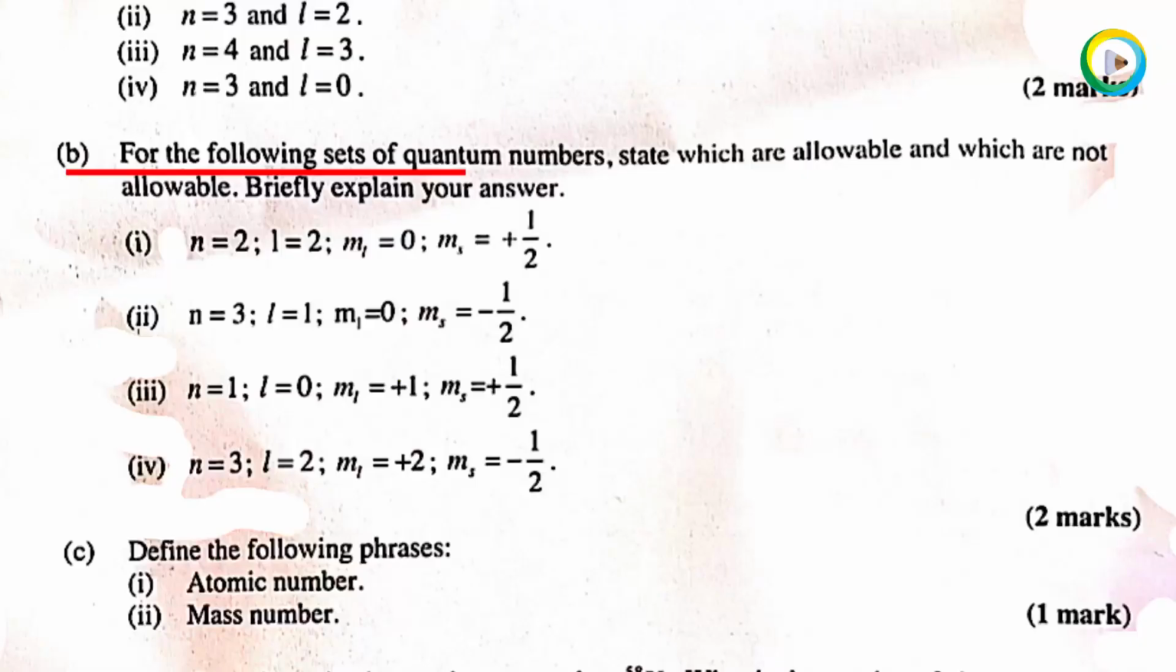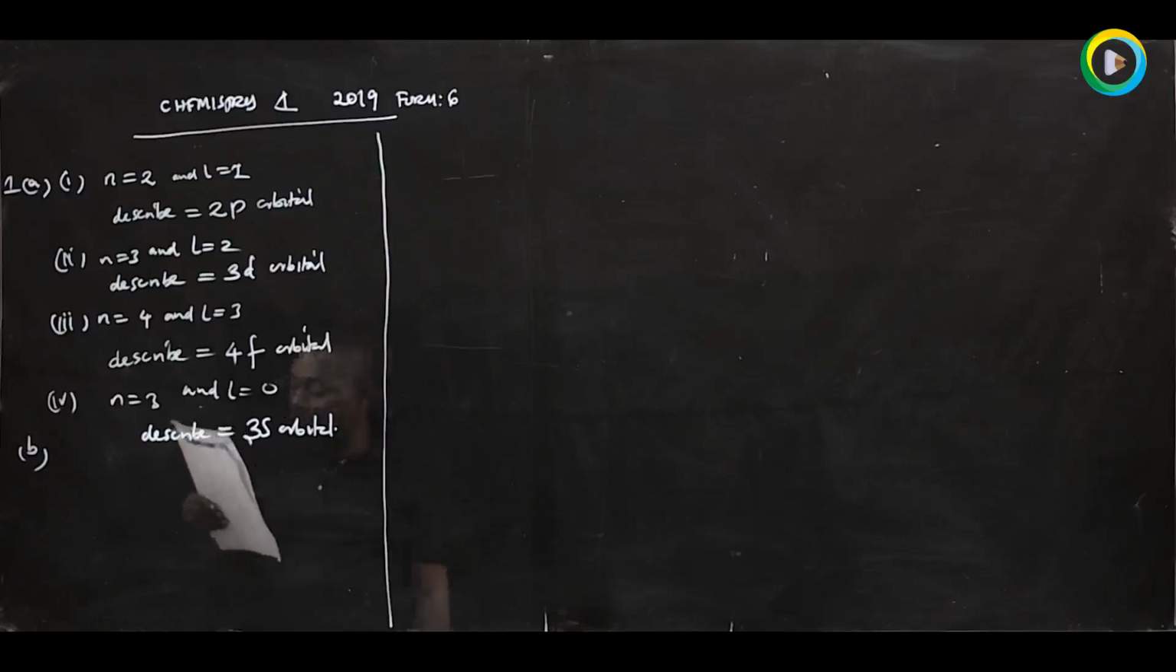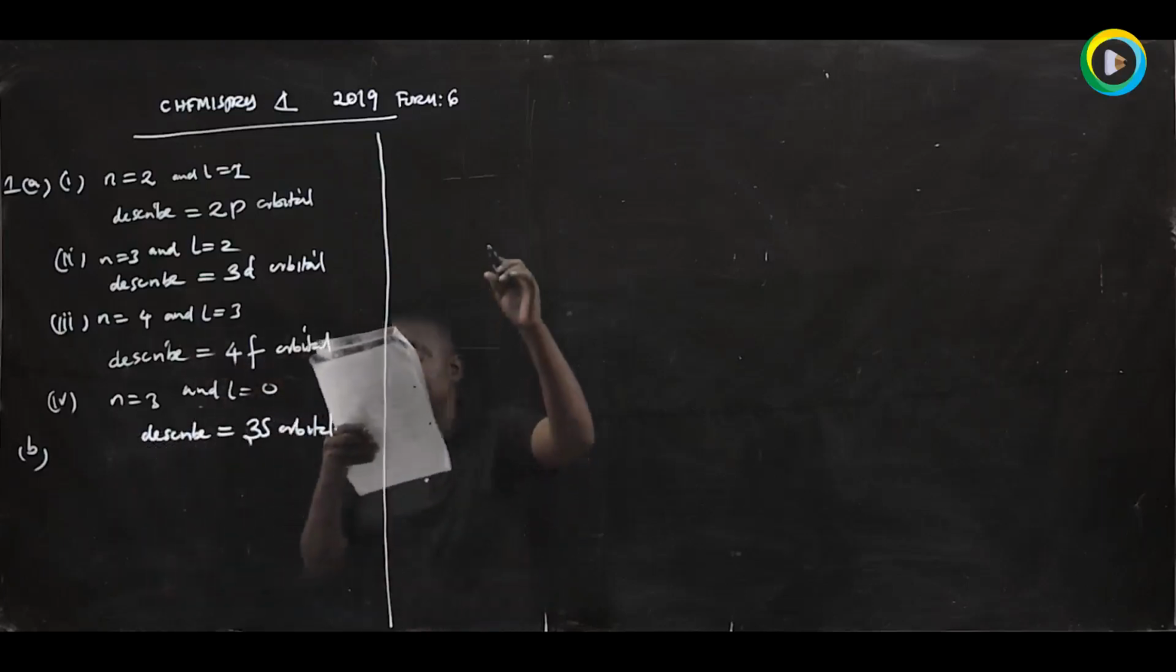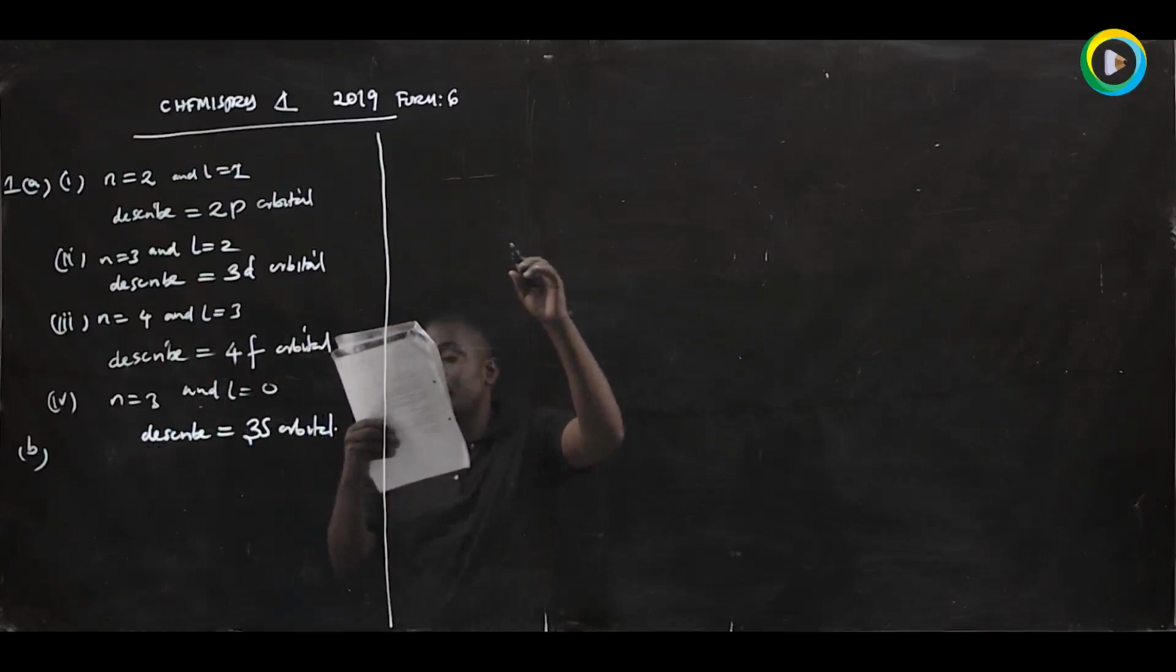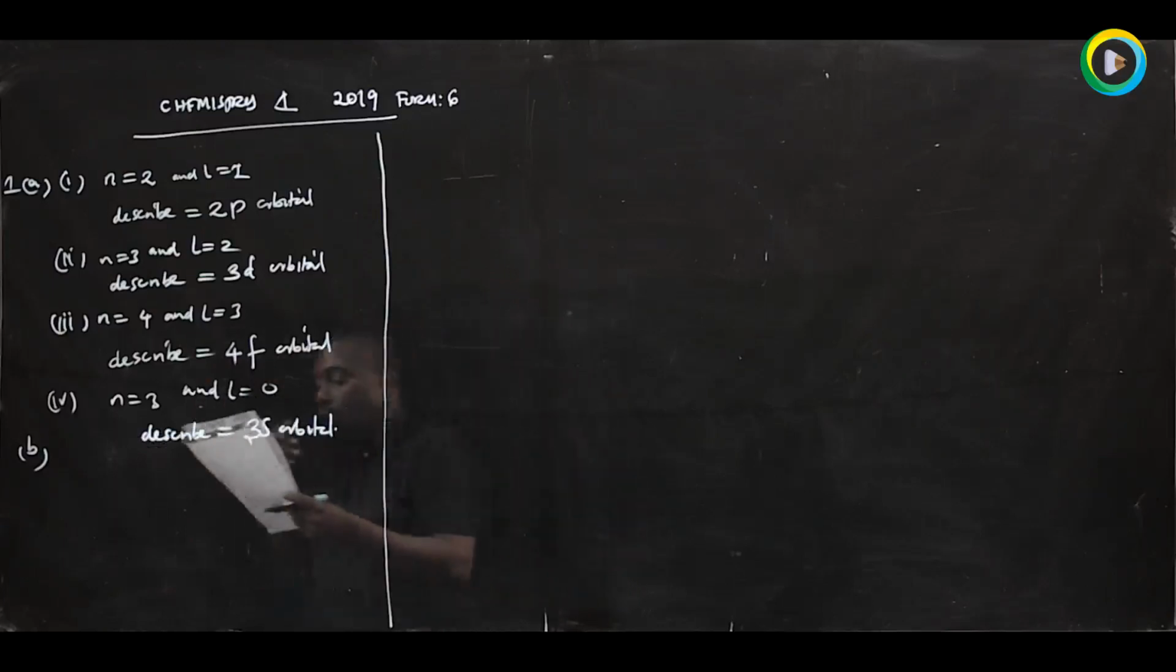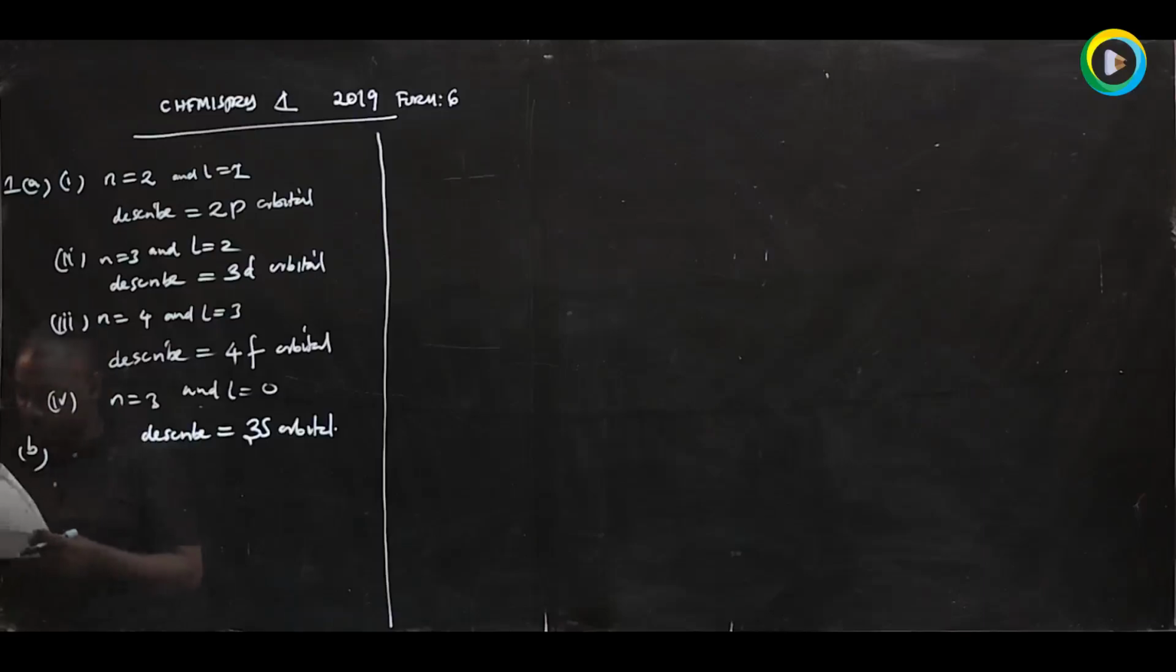Question number 1B. For the following sets of quantum numbers, state which are allowable and which are not allowable. Briefly explain your answer. You are given quantum numbers to explain if they are correct or not correct, allowable or not allowable.